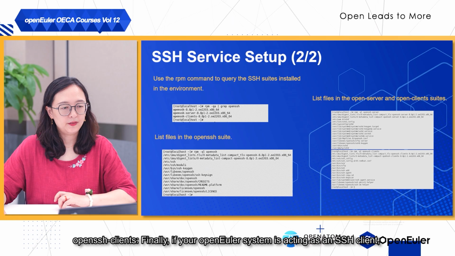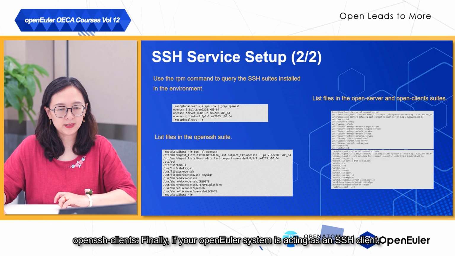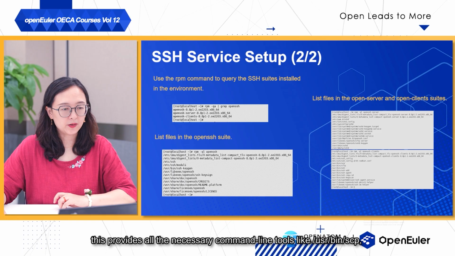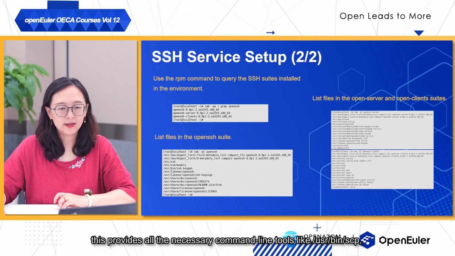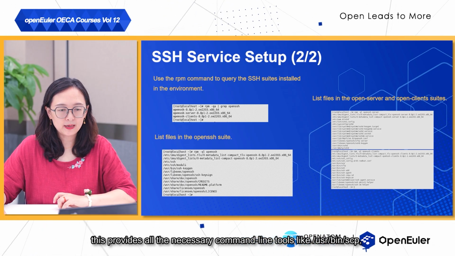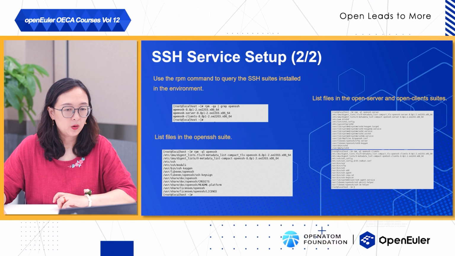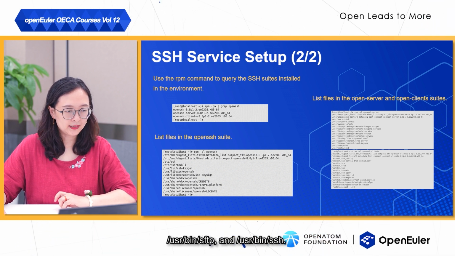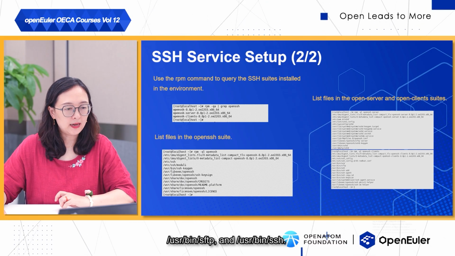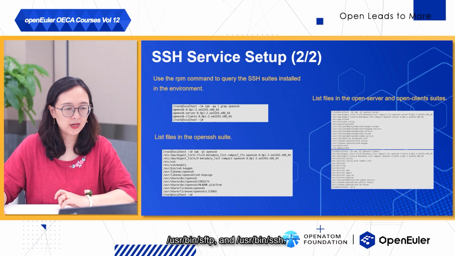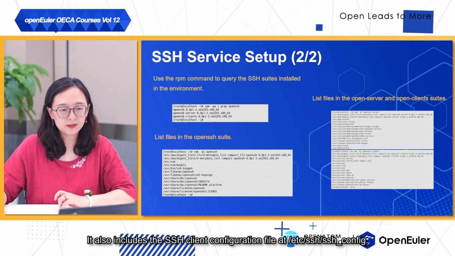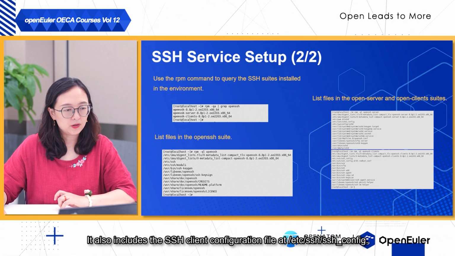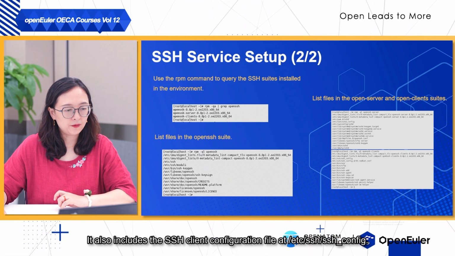openssh-clients. Finally, if your openEuler system is acting as an SSH client, this provides all the necessary command line tools like /usr/bin/scp, /usr/bin/sftp, and /usr/bin/ssh. It also includes the SSH client configuration file at /etc/ssh/ssh_config.